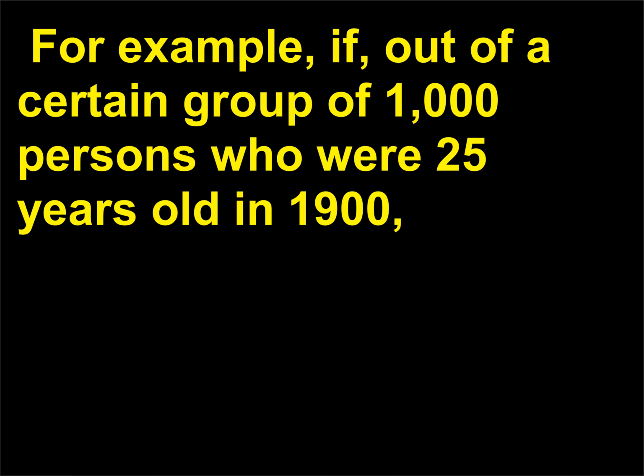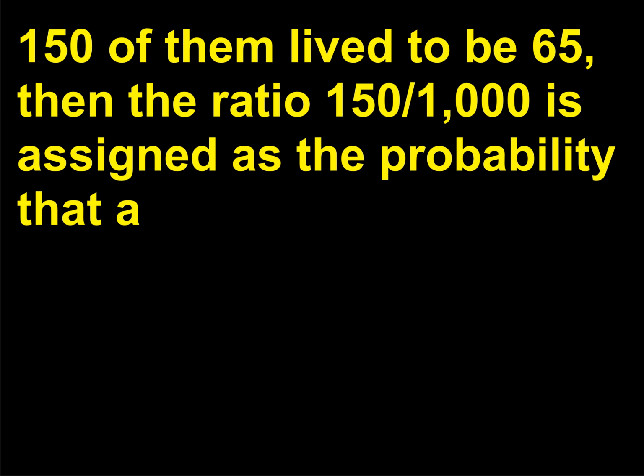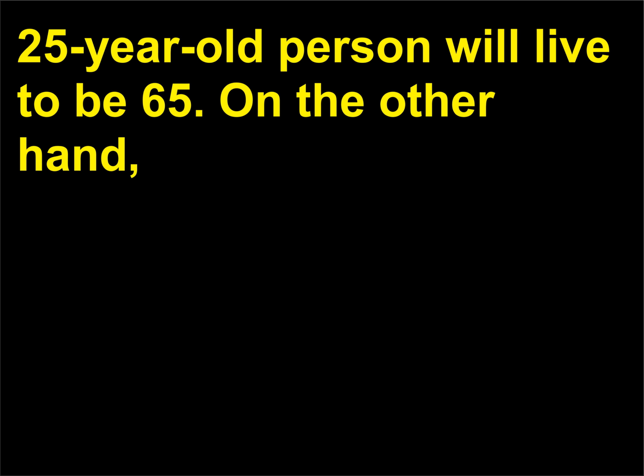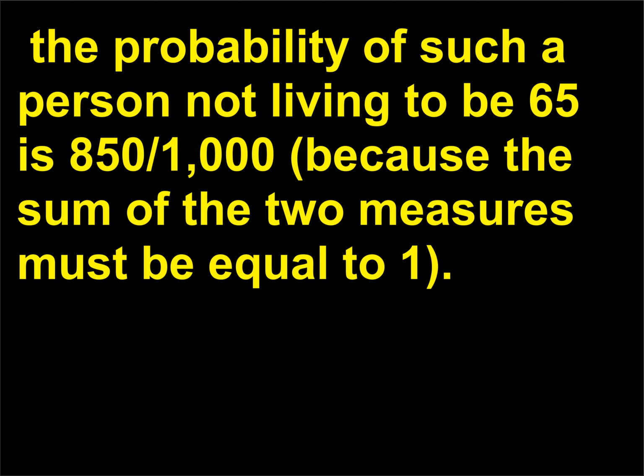For example, if, out of a certain group of 1,000 persons who were 25 years old in 1900, 150 of them lived to be 65, then the ratio 150/1,000 is assigned as the probability that a 25-year-old person will live to be 65. On the other hand, the probability of such a person not living to be 65 is 850/1,000, because the sum of the two measures must be equal to 1.